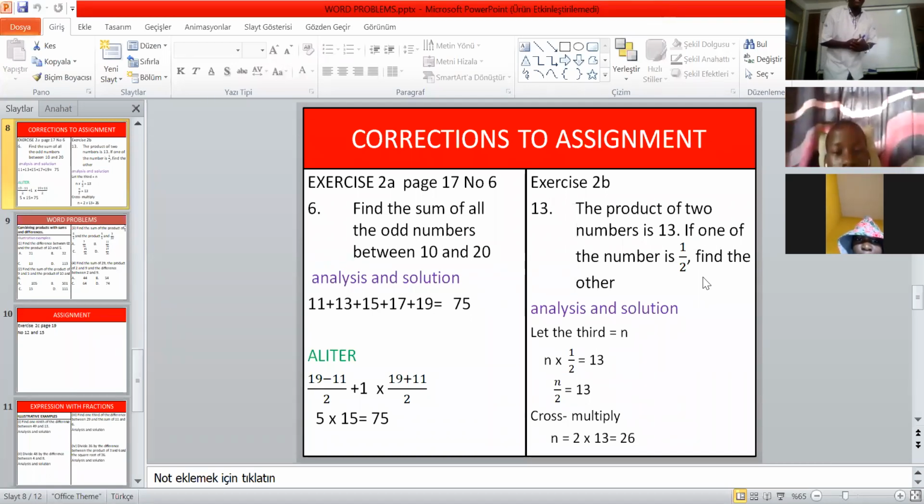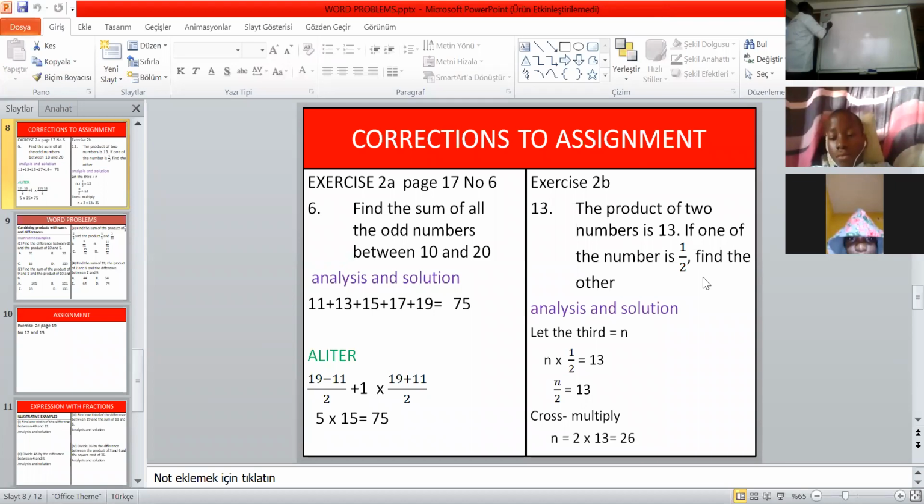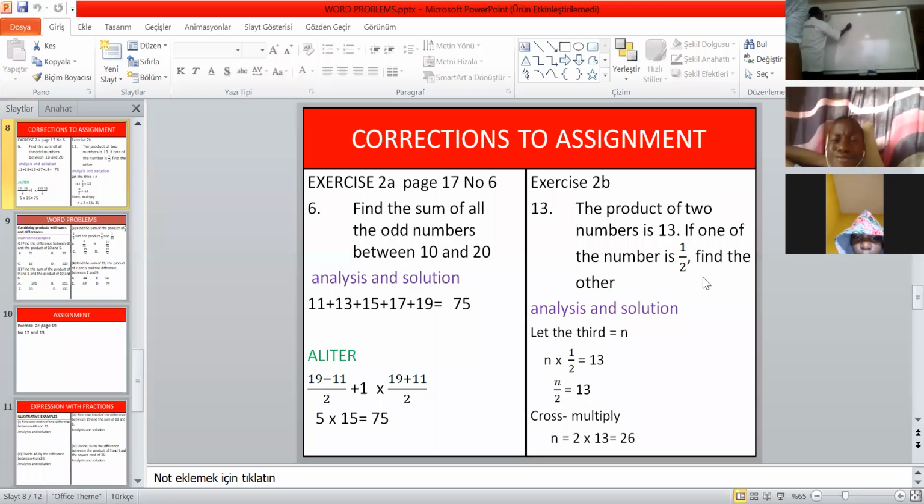Now I gave you: find the sum of all the odd numbers between 10 and 20. So, solution. Odd numbers between 10 and 20. The first odd number is what?